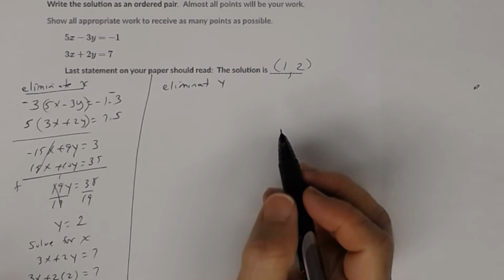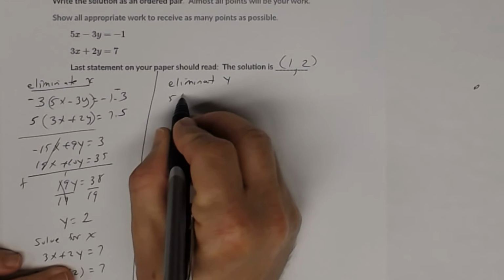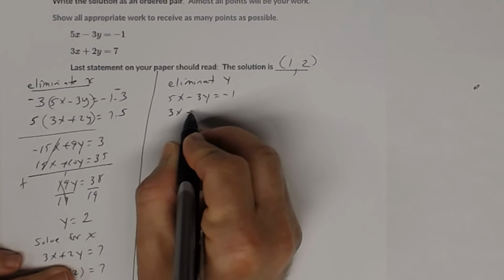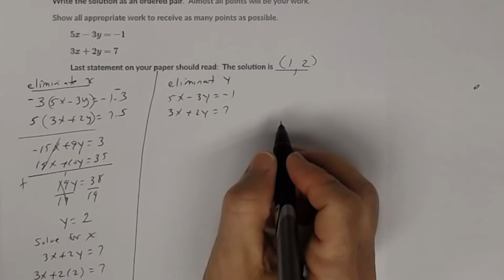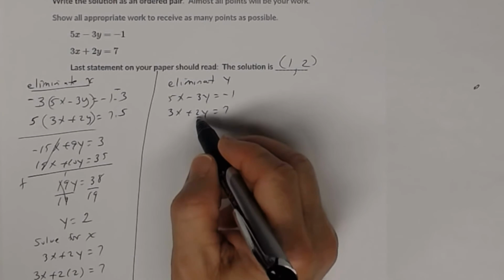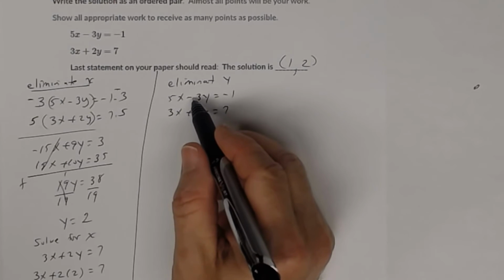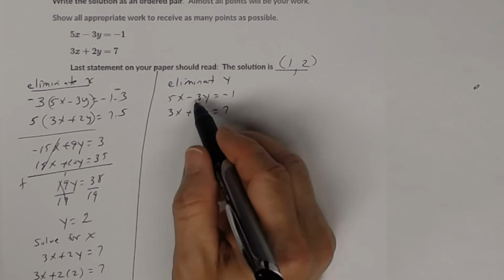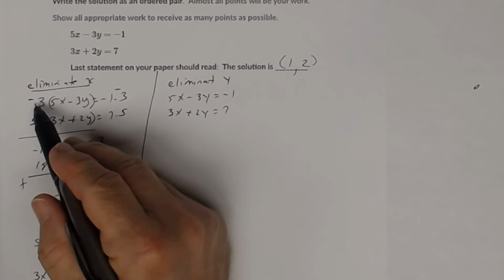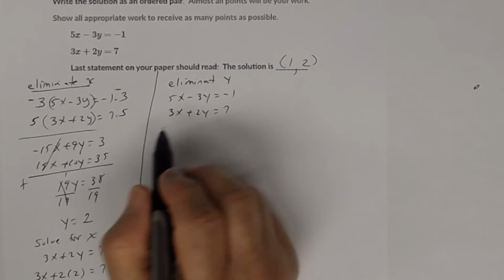So let's see what you would have done if you had done that. I'm going to rewrite those two equations over. 5x minus 3y equals negative 1. 3x plus 2y equals 7. Now if you want to eliminate the y, you have to find the least common multiple of these coefficients. The good thing about this one is that this is already negative, this is positive, so you don't have to multiply one of the values by negative.